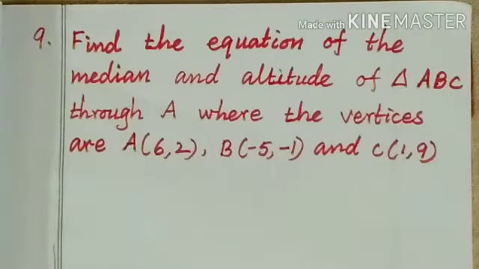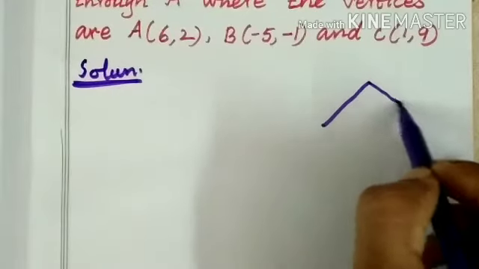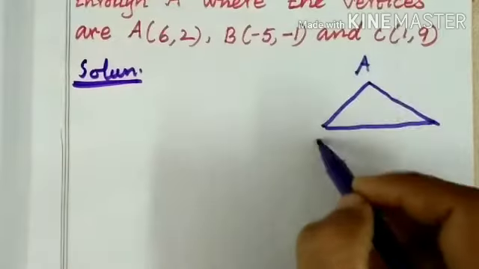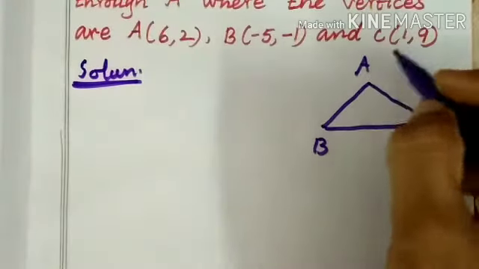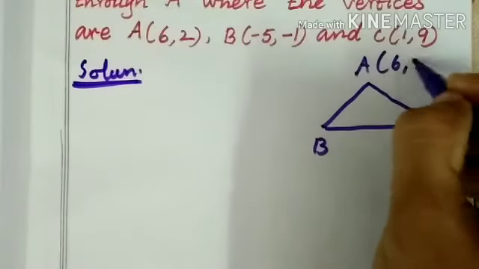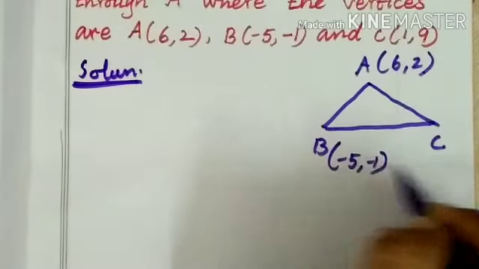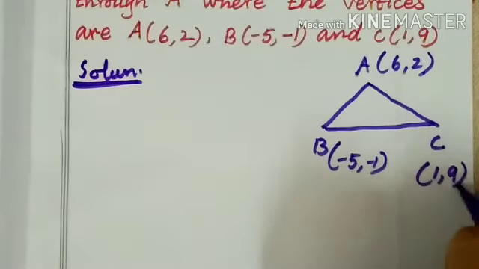Let us see the solution. You have to draw a triangle ABC. A point (6, 2), B point (-5, -1), C point (1, 9).